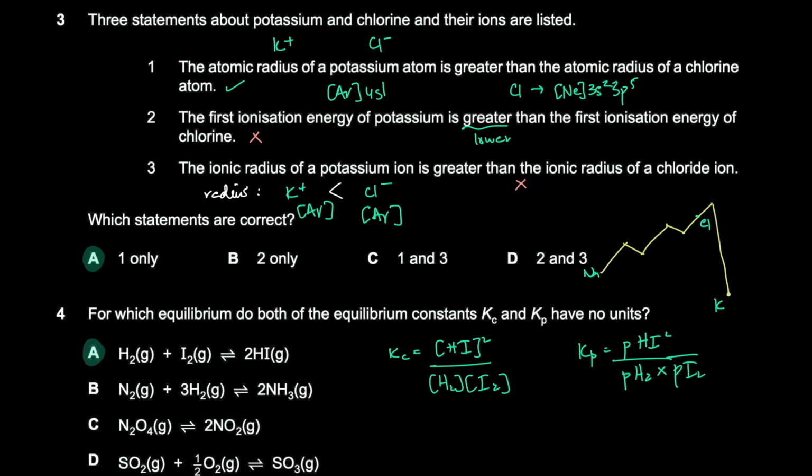What you should remember is that for Kc, we can have gases or things in aqueous solution, concentration. We can never have solids in either of these expressions. For Kp, we must have only gases in the expression. In this case, all the equilibria have just gases. So we just have to see where the powers cancel each other out in the numerator and the denominator. So the answer is A.